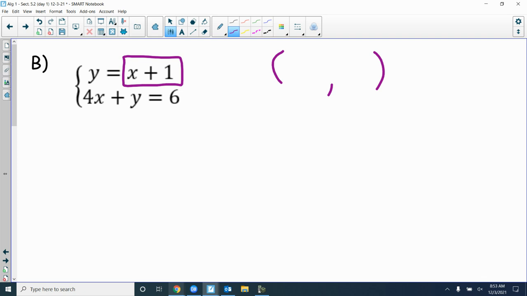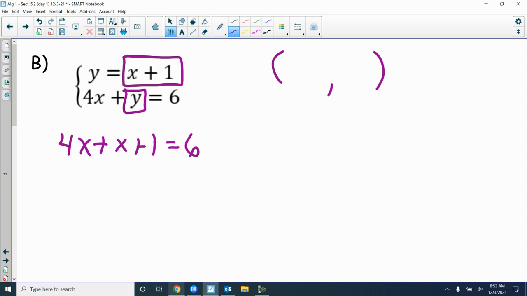So I'm going to replace that. It says y equals this. Well, down here, I can replace that y with x plus 1. My goal is to get rid of either the y or the x so I can solve for one of the variables, right? So I'm going to replace it: 4x plus x plus 1. Do you see now we just have x, right? So I can solve for x.